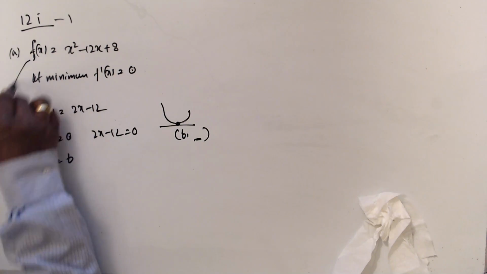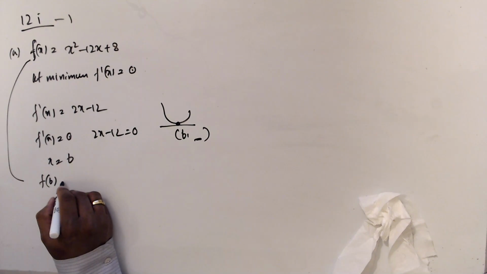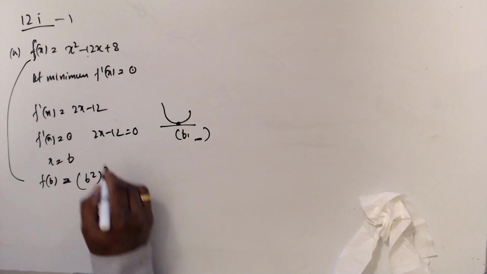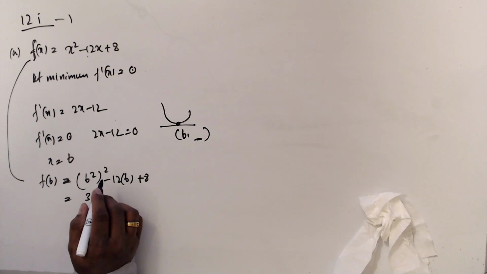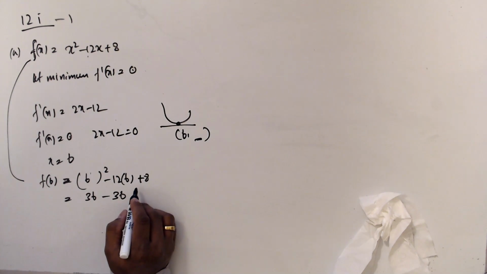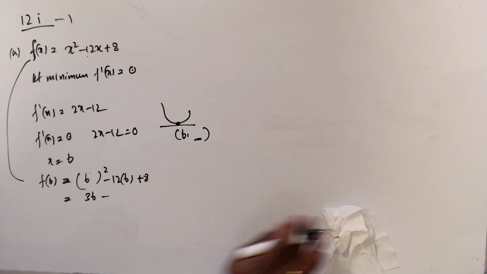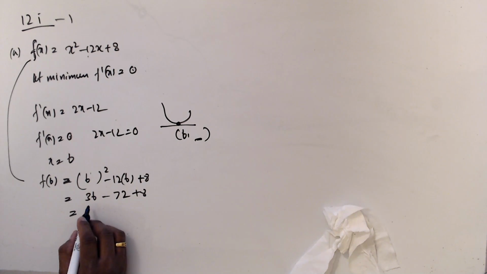So we'll substitute into the function now. f(6), not f dash 6, f(6) is 6 squared minus 12 times 6 plus 8. So this is 36, and 12 times 6 is 72, plus 8. So this answer is going to be minus 28.